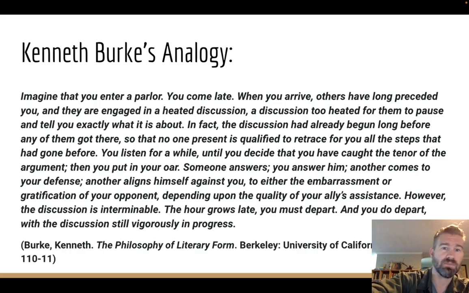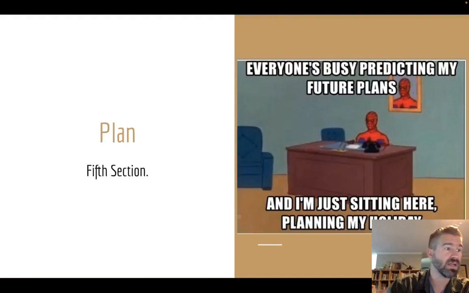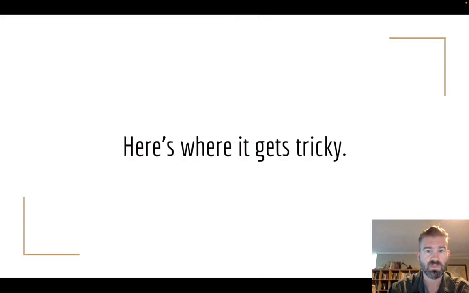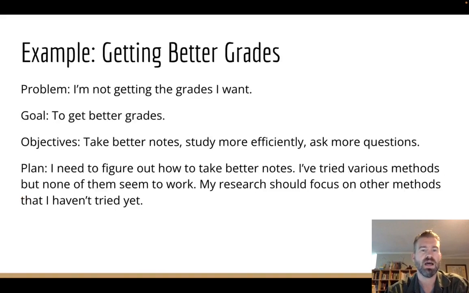All right, last bit. So the plan is the 5th section, and it does get a little bit tricky, but again, if we go back to that example of getting better grades, if the problem is I'm not getting the grades I want, the goal is to get better grades, I've got my objectives, and then the plan should be, what do I need to figure out next? So in this case, the plan would be I need to figure out how to take better notes. I've tried various methods, nothing seems to work. So my research is going to focus on methods that I haven't tried yet.